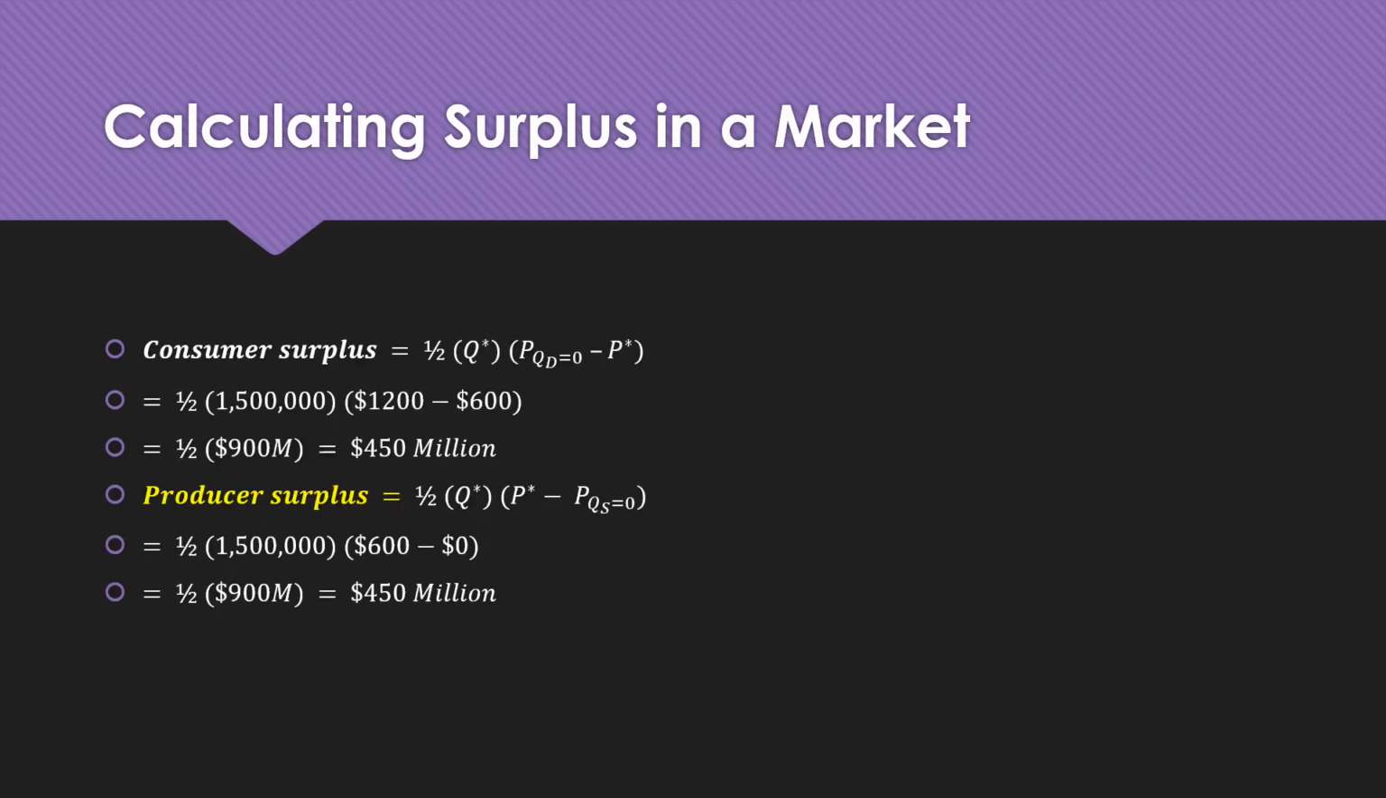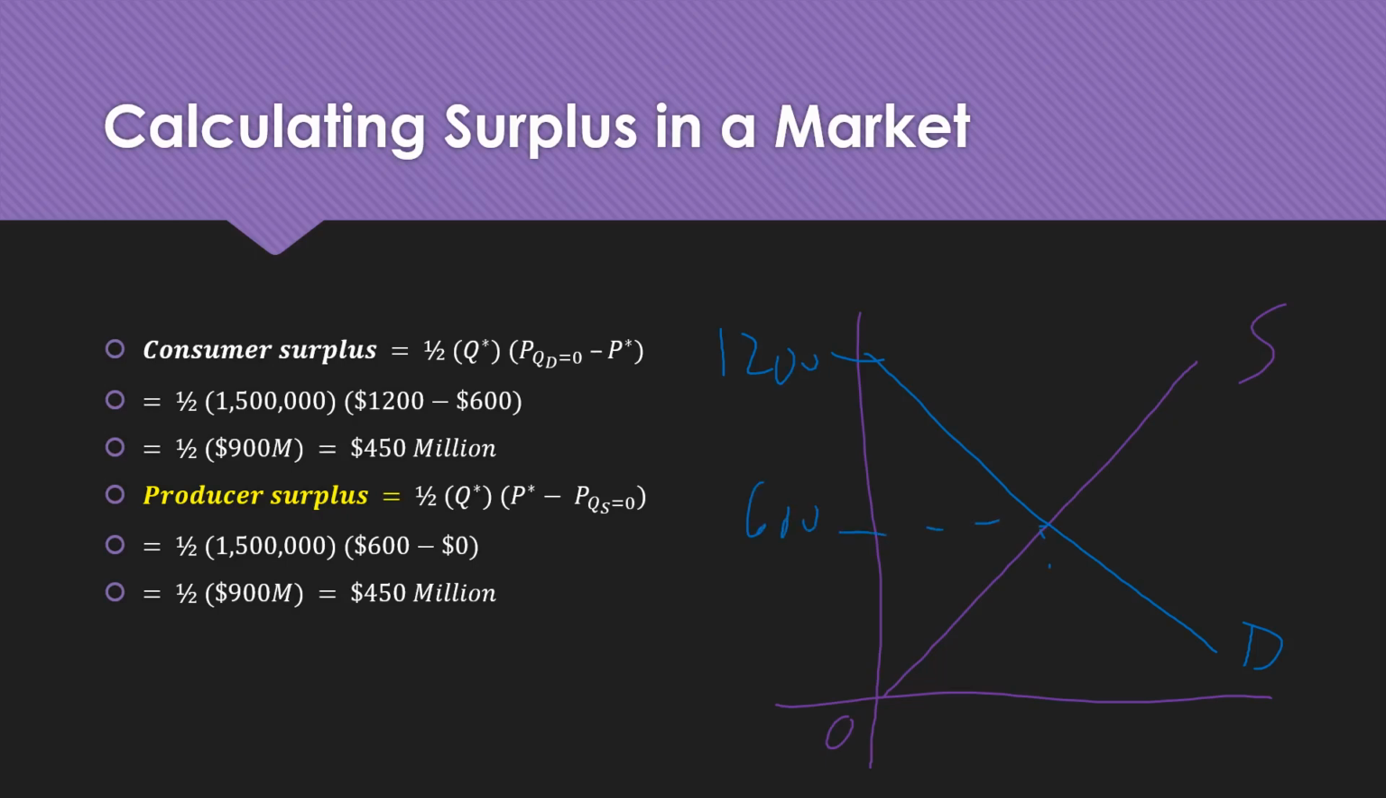So if we plug those numbers in action, I'll just quickly redraw the graph for you. So we had the supply curve going through the intercept at 0, and then we had the demand curve going through the intercept at 1200. Equilibrium price was 600, and equilibrium quantity was 1.5 million. So now that we have those numbers, so we have P star, we have Q star, we have our intercepts, we can just plug those numbers in.